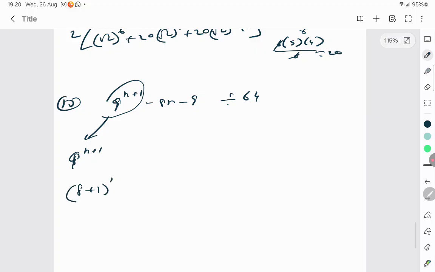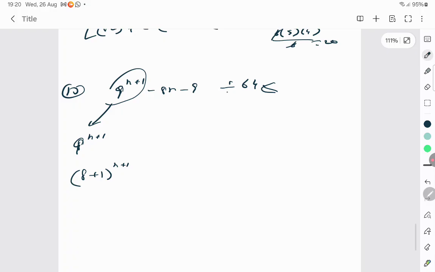Write it as 8 plus 1 whole to the power n plus 1. Don't write it as 10 minus 1. So long as you are doing that, calculation is easier. But here you need it to be divisible by 64, so necessarily 8 plus 1. That's when you get 64. So instead of n, you have n plus 1. So (n plus 1)C0, 8 to the power n plus 1, 1 to the power any number can be ignored, plus (n plus 1)C1, 8 to the power n, plus (n plus 1)C2, 8 to the power n minus 1.